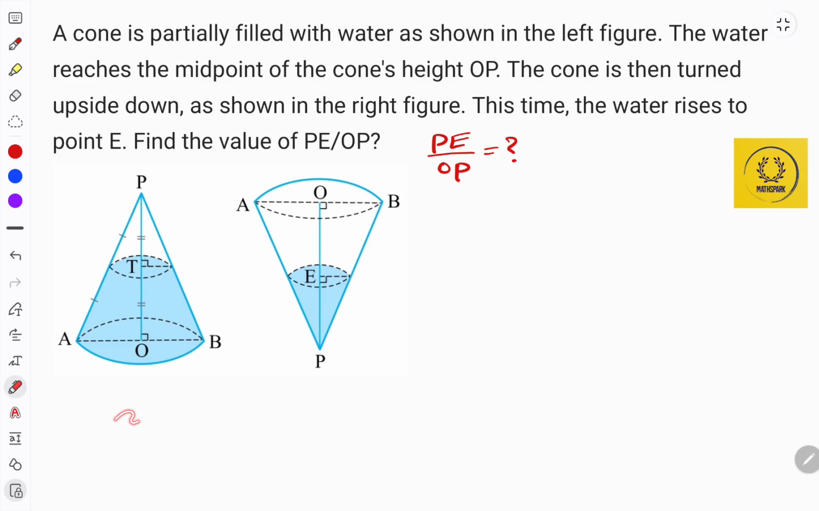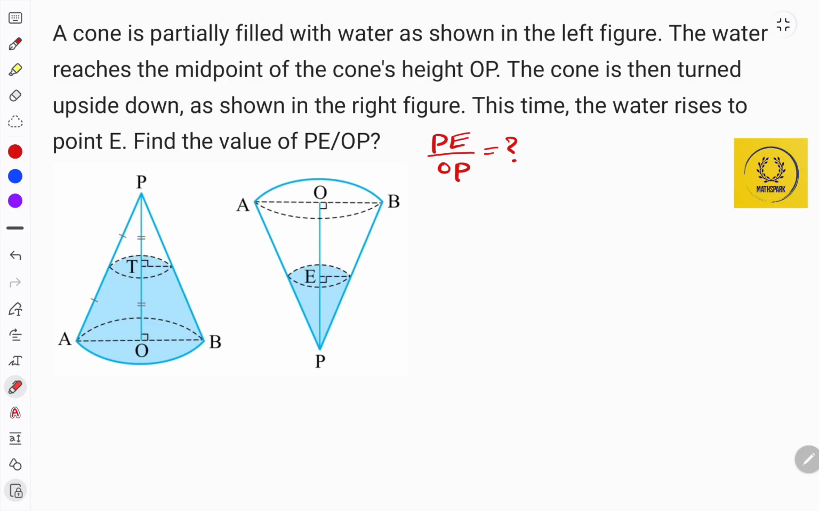Okay. In this figure, the water reaches the midpoint of the cone's height. You can see that PT is half of PO. So you can see that we have this small cone and this big cone, and they are similar.